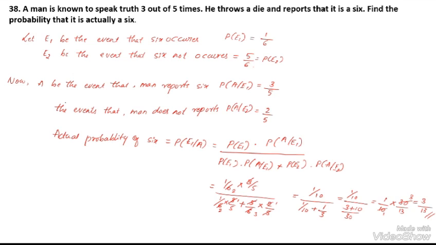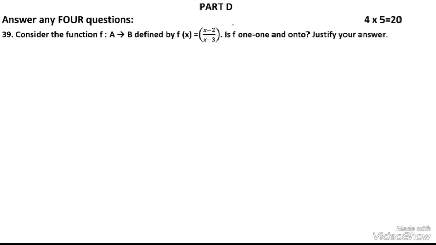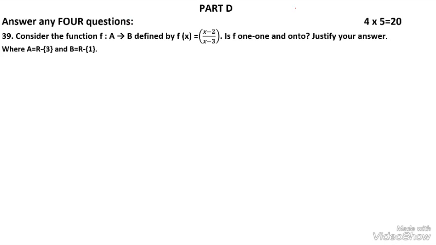Let's move on to part D. Part D contains 7 questions, of which we have to answer any 4 questions. Each question carries 5 marks, so 4 questions carry 20 marks. Overall from part D, we take 20 marks in this session.